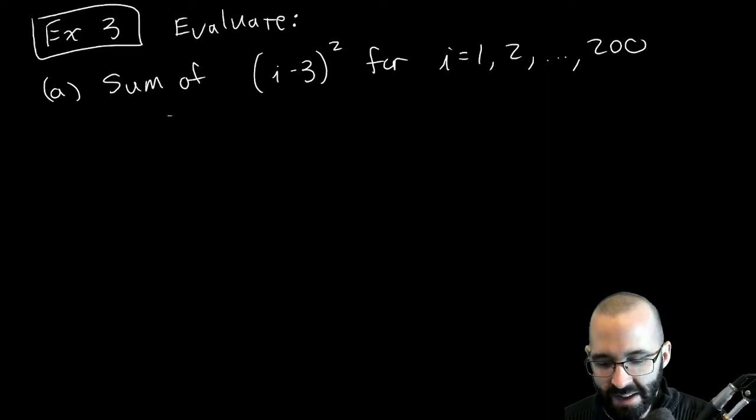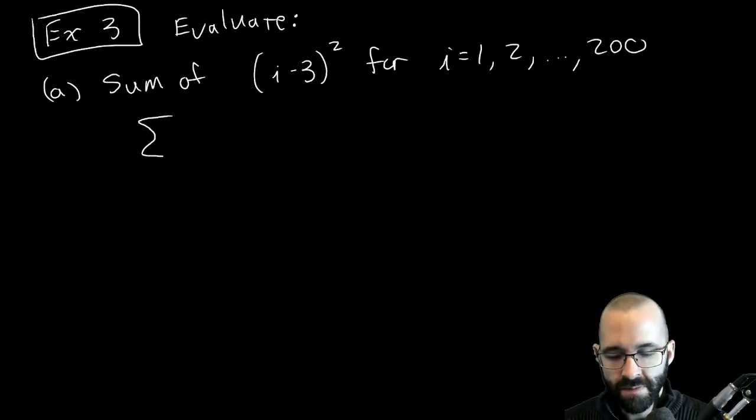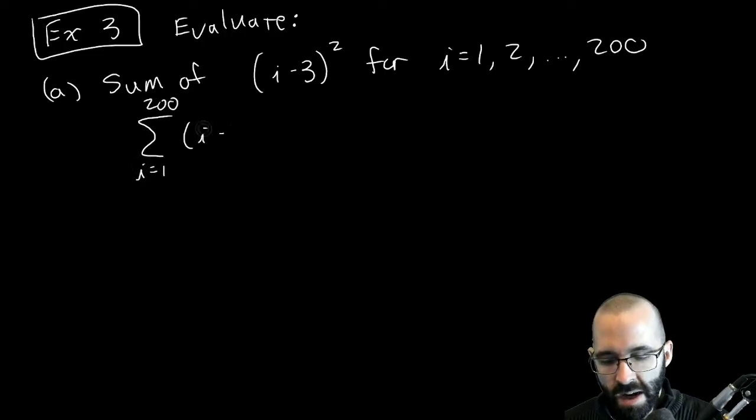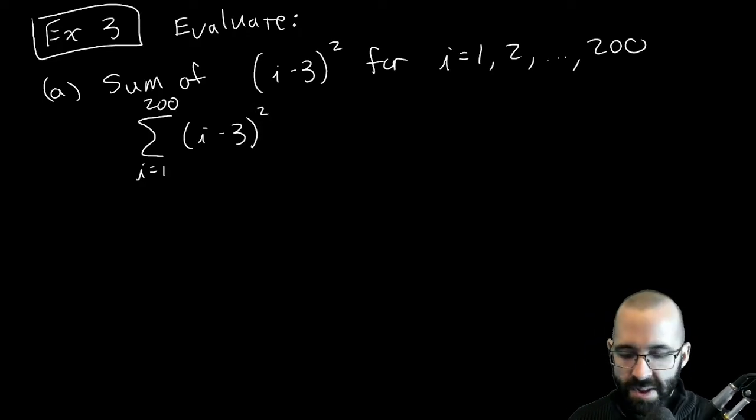Okay, so we write this with summation notation. We start at 1 and we go all the way up to 200. We're adding (I minus 3) squared. So we say, okay, do we have any formulas? Yeah, Jason just gave us a formula. He gave us a formula for something squared.